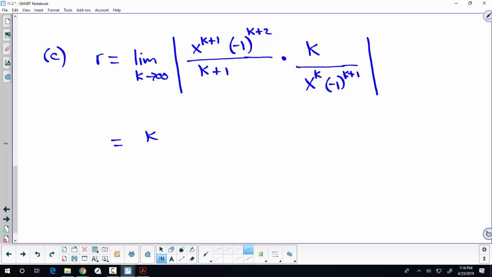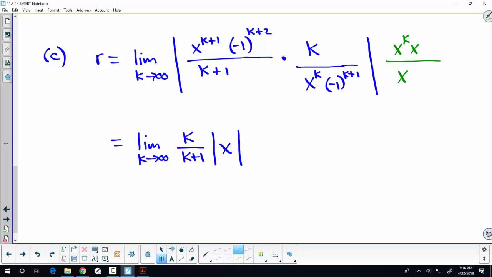So we're taking the k over k plus 1 out of the absolute value, but we're still computing the limit on that. So it's the limit here. And so we've got x to the k over x to the k plus 1. That's like x cubed over x squared. You just end up with x, right? That's what we're dealing with as far as x goes.